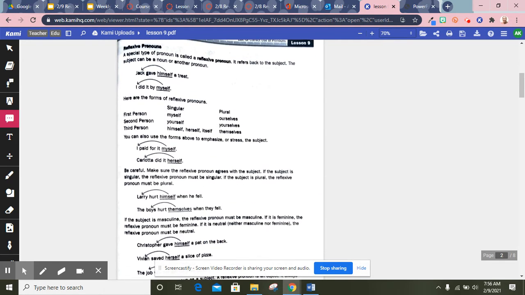Let's look at our reflexive pronouns. It's a special type of pronoun called a reflexive pronoun. It refers back to the subject. The subject can be a noun or another pronoun.